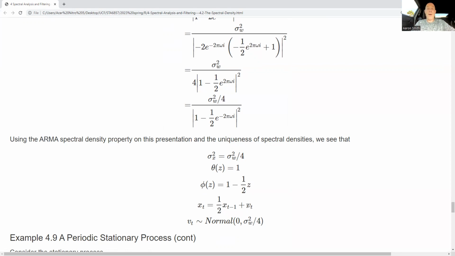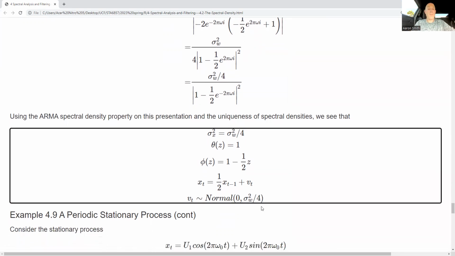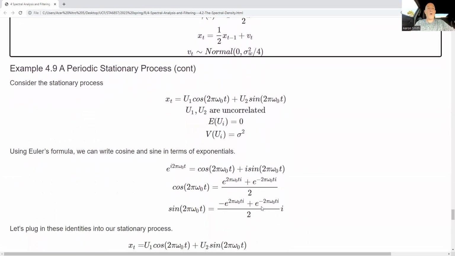And now my white noise variance is 1/4 of what it was before. And these are stochastically equivalent time series. Okay, so let's keep on working on this.